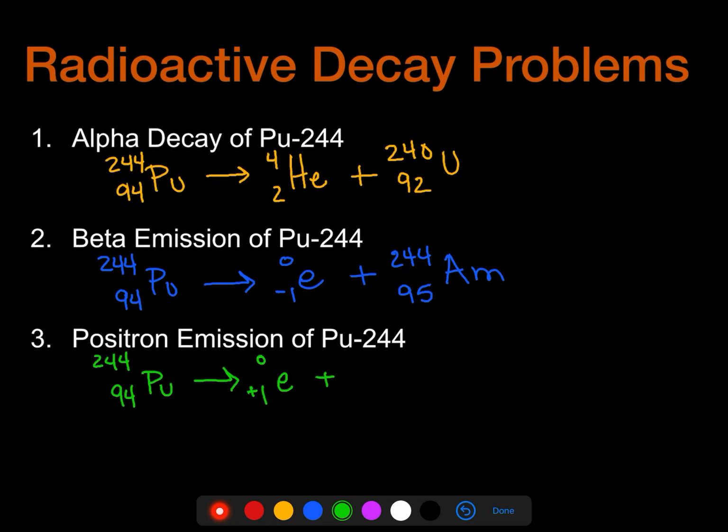And so in this case, this is going to go down by 1, so it's going to be 93. The mass doesn't change again, and 93 on the periodic table is Np. Okay, and we can double check. On the left-hand side, we have 94. On the right-hand side, we have 1 plus 93, which is a total of 94.